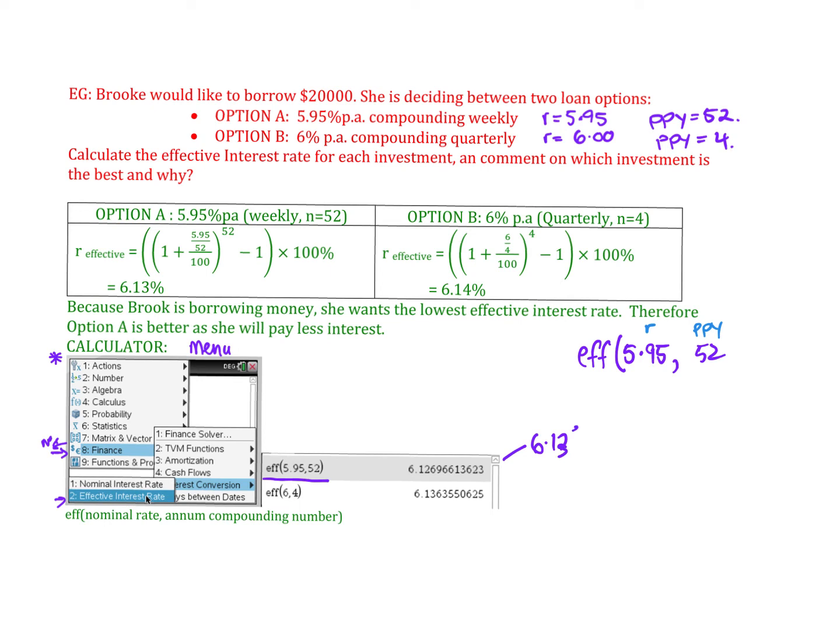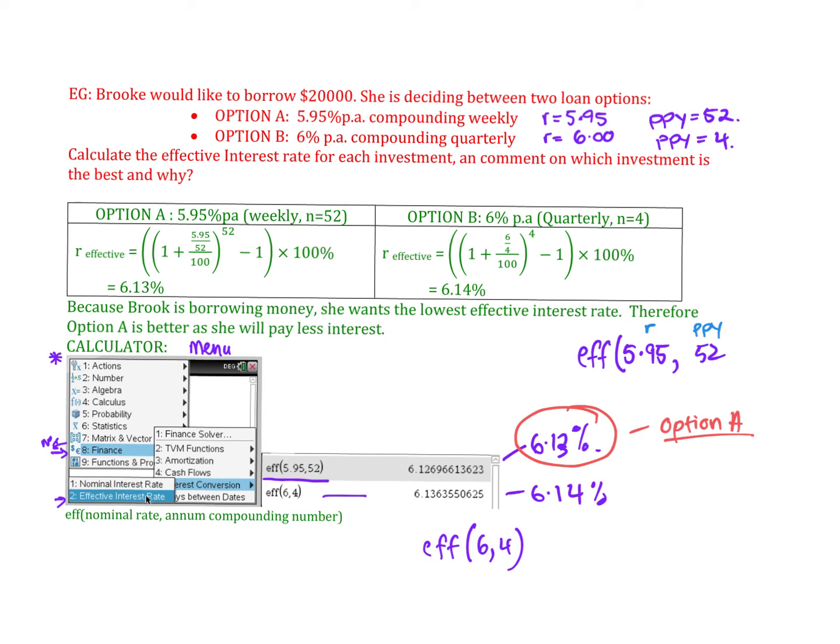So the effective interest rate for that first scenario, if I rounded to 2 decimal places, is 6.13%. When I do the second one, so EFF, it was 6% per annum and PPY was 4. You can see we get, if you round that, 6.14%. So because this is a loan, she wants the lowest one. So this option A is her best, because it's the lowest effective interest rate.